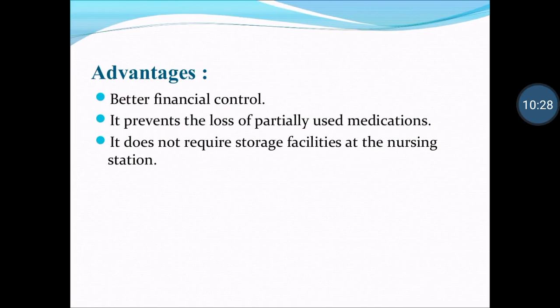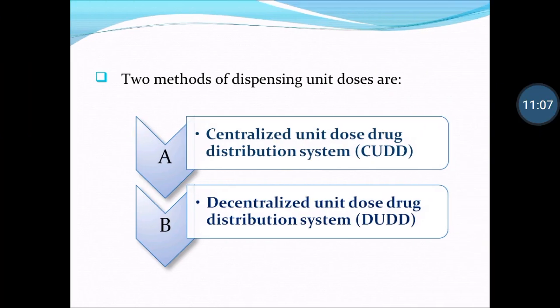Then the advantages of unit dose dispensing. One is better financial control, meaning there is no waste of medicine, that is the financial control. Second, it prevents the loss of partially used medications. If a partially used medicine is taken, the other part is not wasted and can be used for another patient. It also does not require storage facility at the nursing station. A special storage facility is not required, the general facility is there, so it can be used for other patients. That is the usefulness of unit dose.